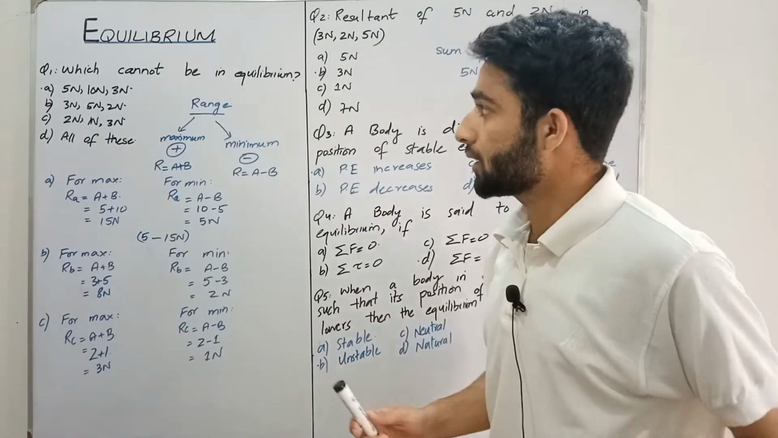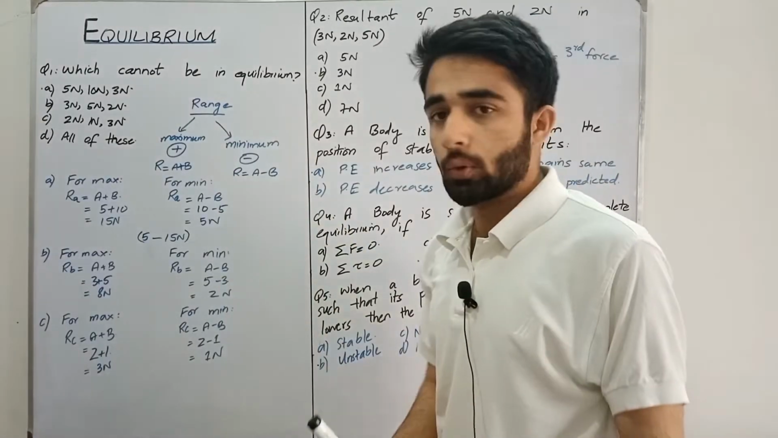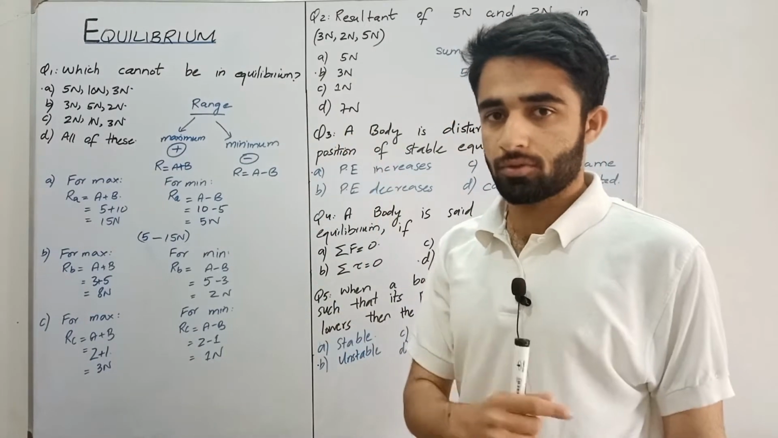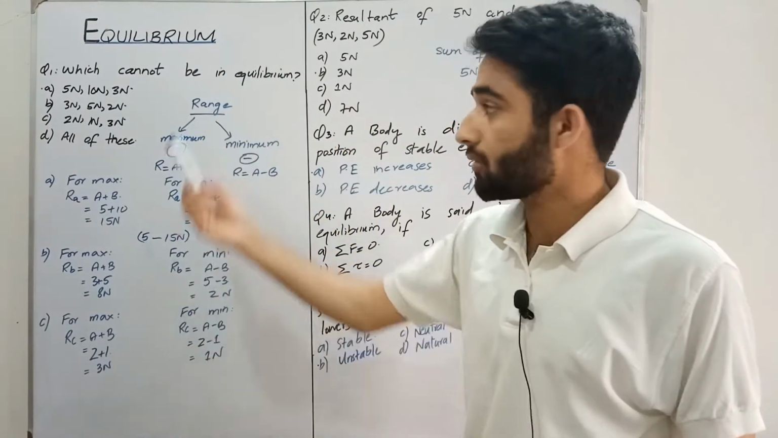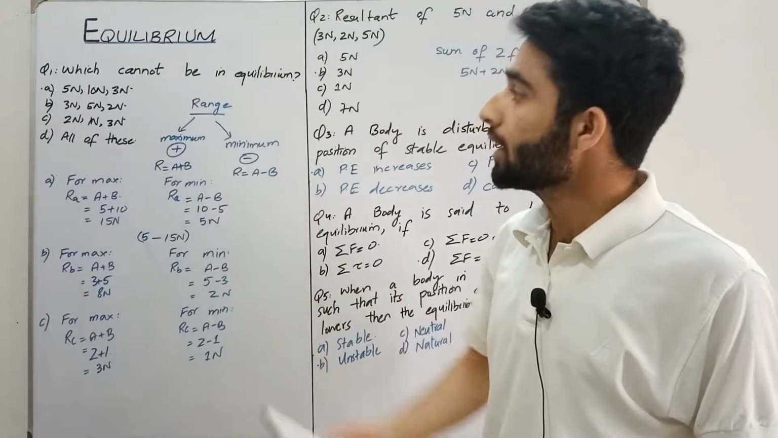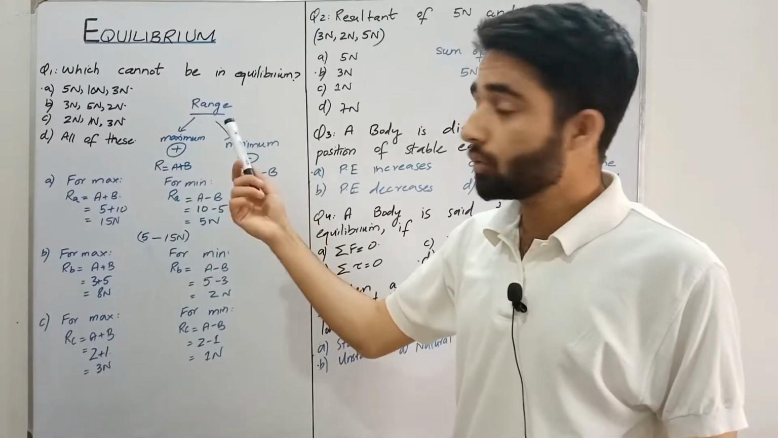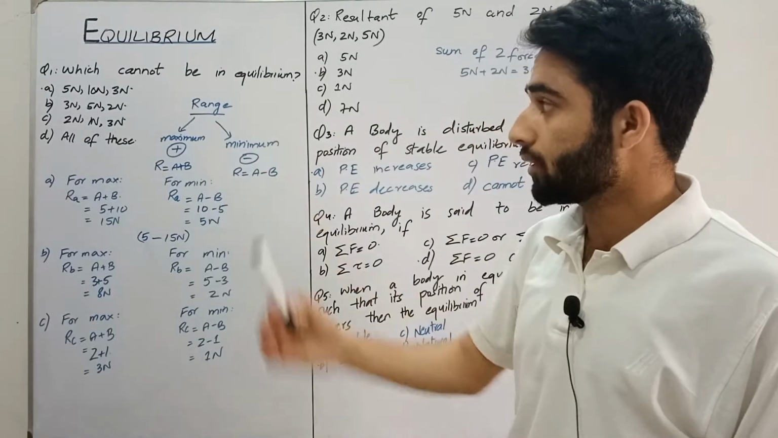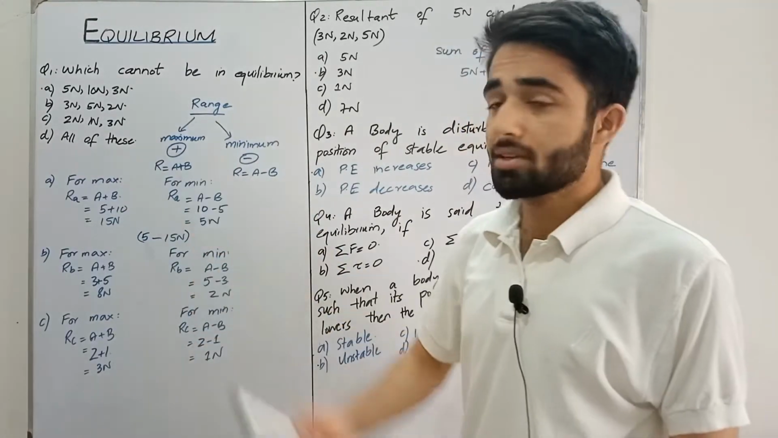So the first numerical is: which cannot be in equilibrium? If we have the options and each set has three forces, the first option is 5 Newton, 10 Newton and 3 Newton. The B part is 3 Newton, 5 Newton and 2 Newton, and the C part is 2 Newton, 1 Newton, 3 Newton, or D part is all of these.